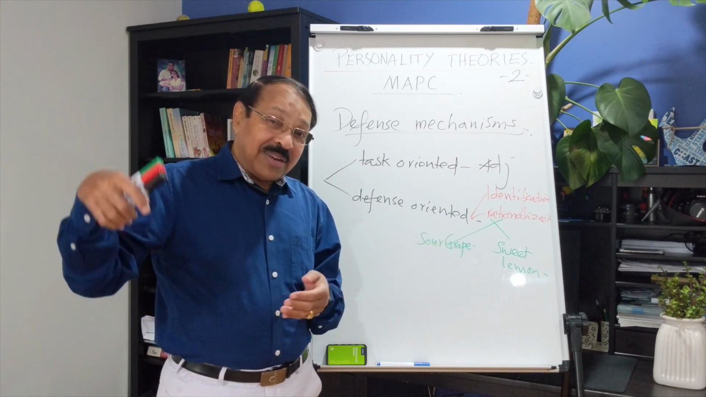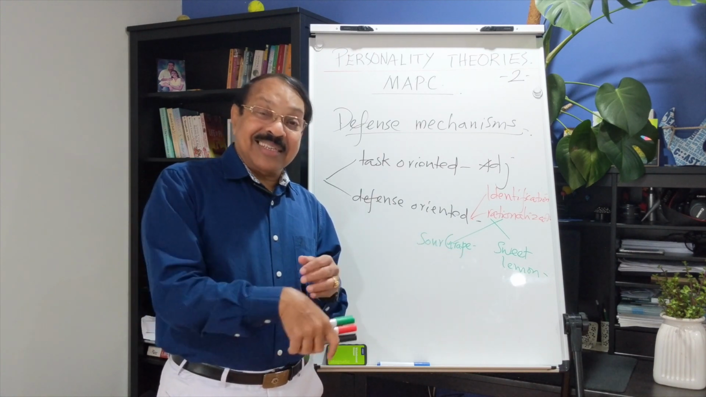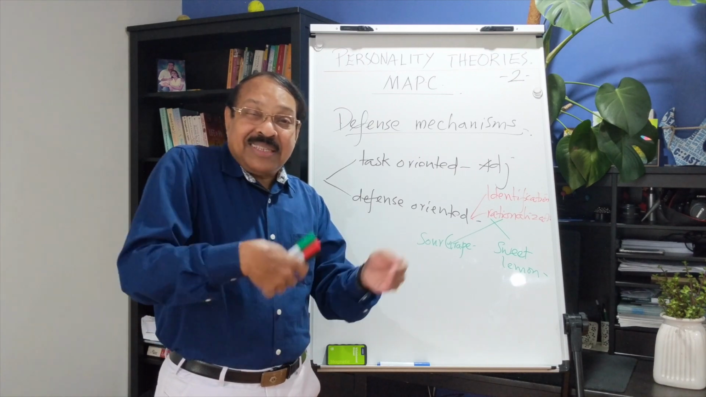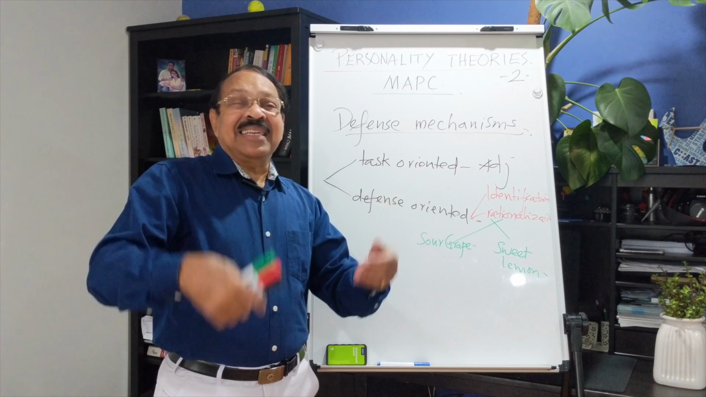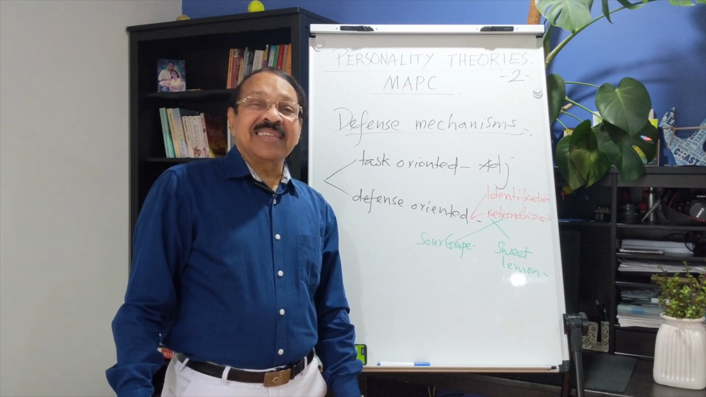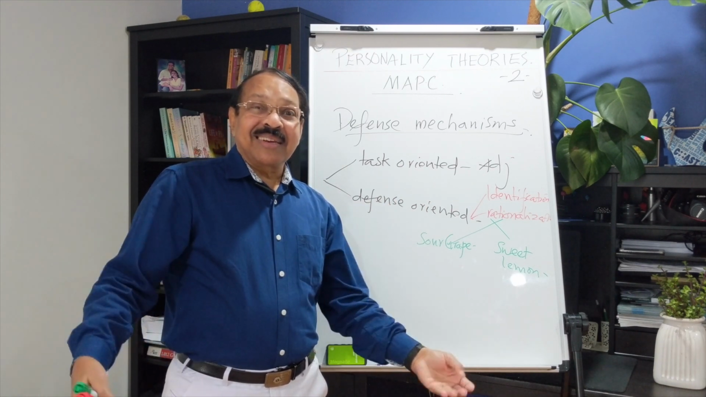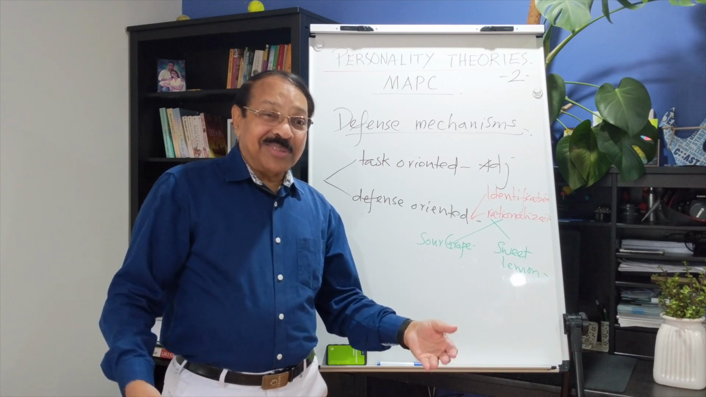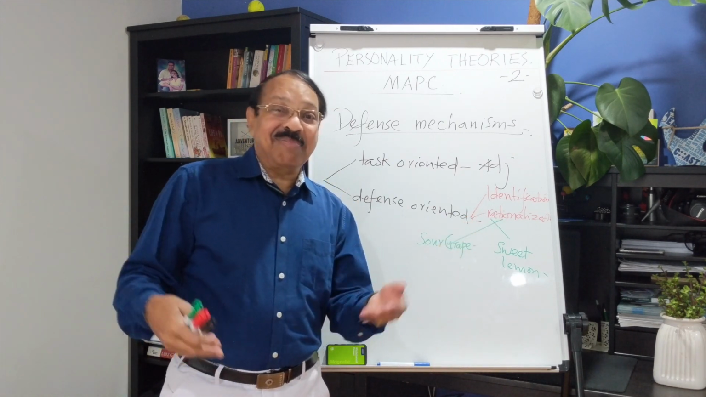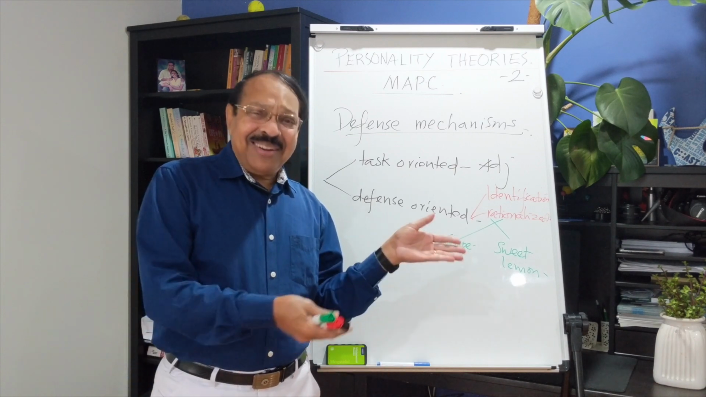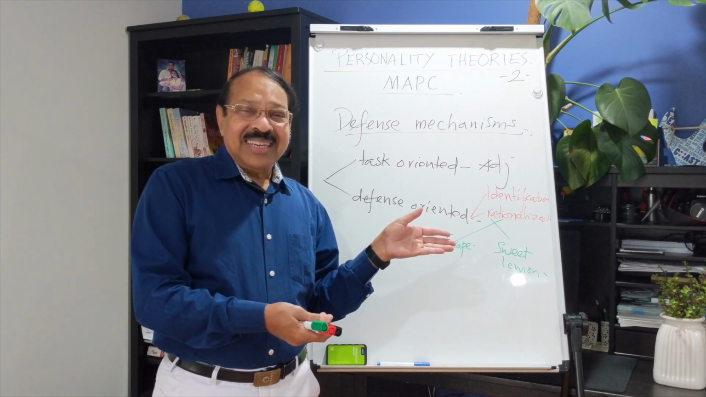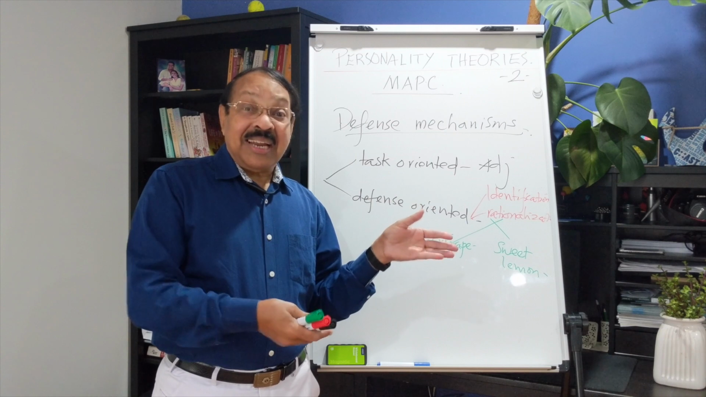Regression, going back to the mother's womb, is called symbolic regression. Repeating childhood behavior. Imagine a person who is 65 years old, when he hears some good news, he is jumping and dancing and behaving like an adolescent. This kind of regression. Repression. Aggression.